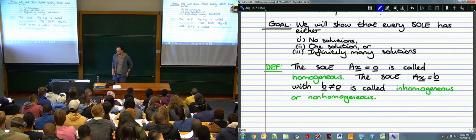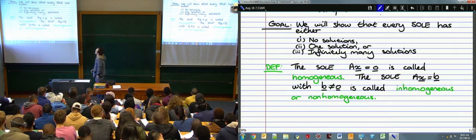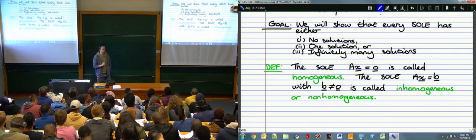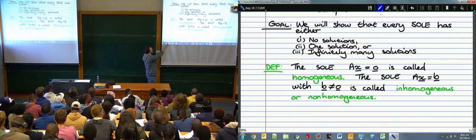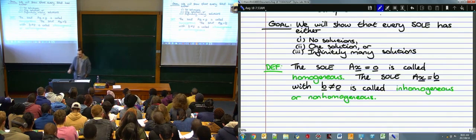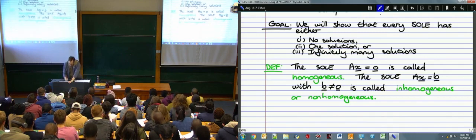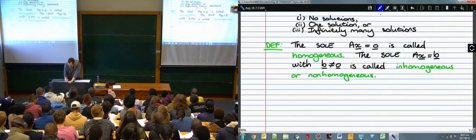So if that's our goal up there, we want to show something about every single system of linear equations. What we're first going to do is we're going to try to show something about the homogeneous case. And once we've shown something about the homogeneous case, we'll speak about the non-homogeneous case. So let's speak about the homogeneous case first.